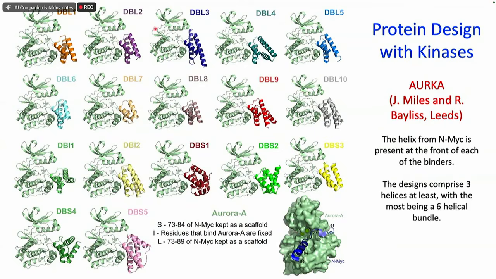These are a whole bunch of different designs, these little helical bundles that he chose to bind to a certain location on the kinase domain. So here's a whole bunch of them. Some of these are crystal structures, but all of them include predicted structures. So he did 20 or so different sequences and designed them on the computer.